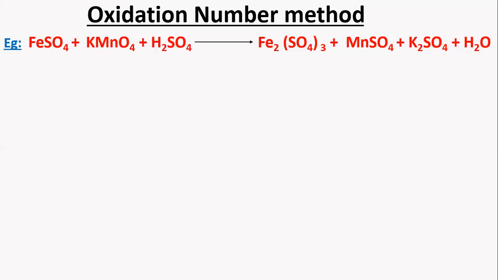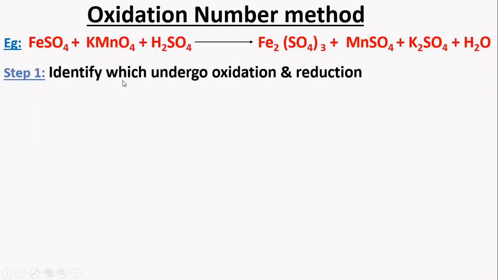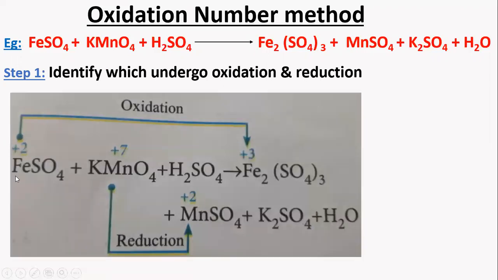After finding the oxidation state, the first step is that we have to identify which undergoes oxidation and which undergoes reduction. Oxidation, we all know, is an increase in oxidation number. A decrease in oxidation number is said to be a reduction reaction.